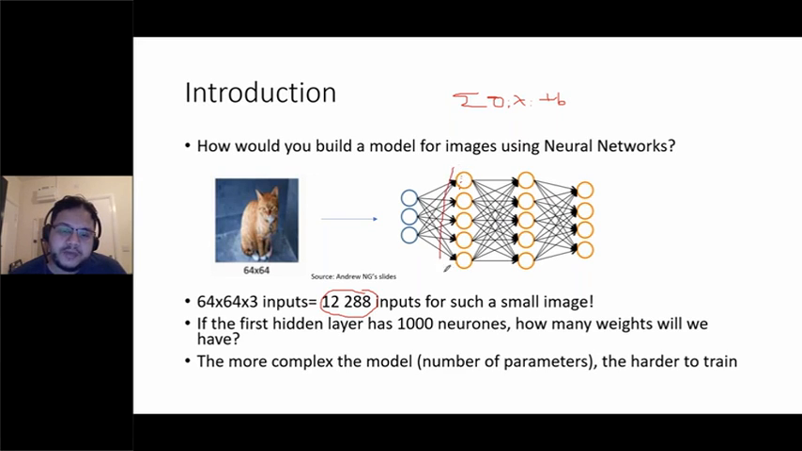So how many weights do we have here, guys? If we use 1,000 neurons here, how many total weights do we have? 12 million something. Yeah, above 12 million. That's quite a lot to recognize just this small image. 12 million only for this kind of image.